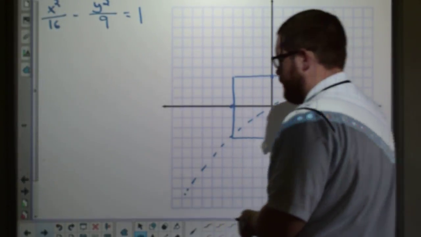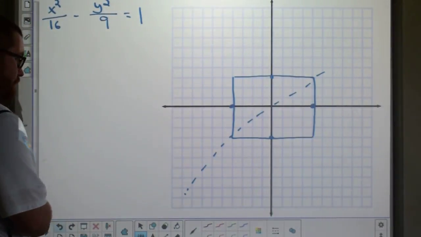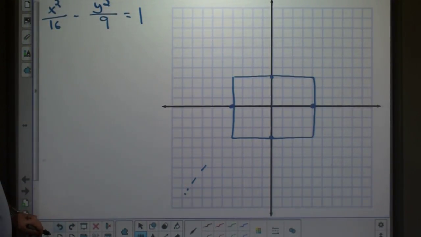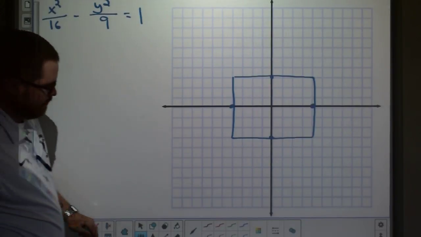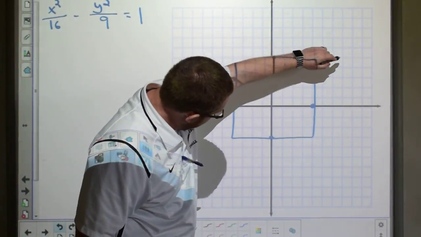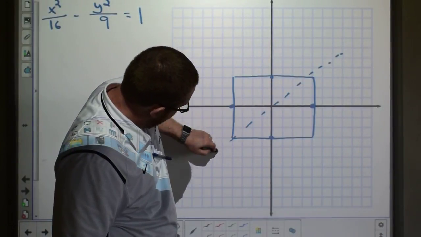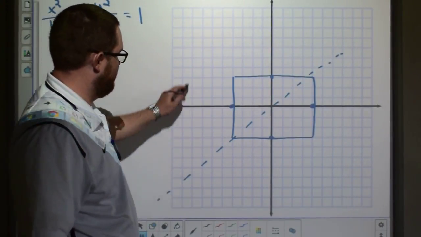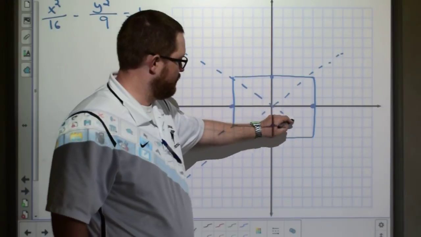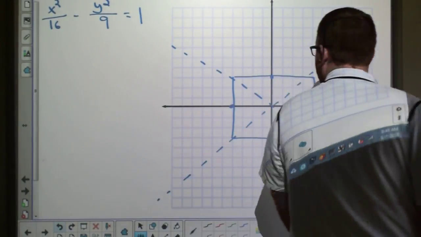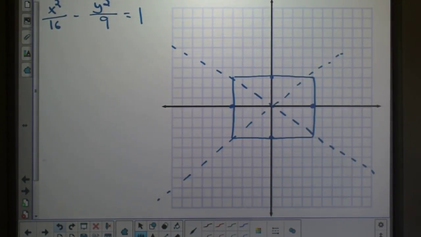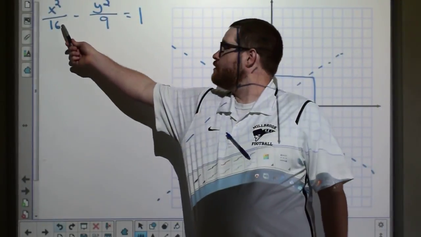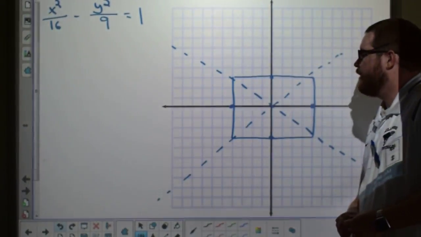Oh, that's really bad. Let's try that again. That's not the best either, but we'll go with it. So there are my diagonals. I drew the box based on the square root of this and the square root of this. And then I drew my diagonals in.